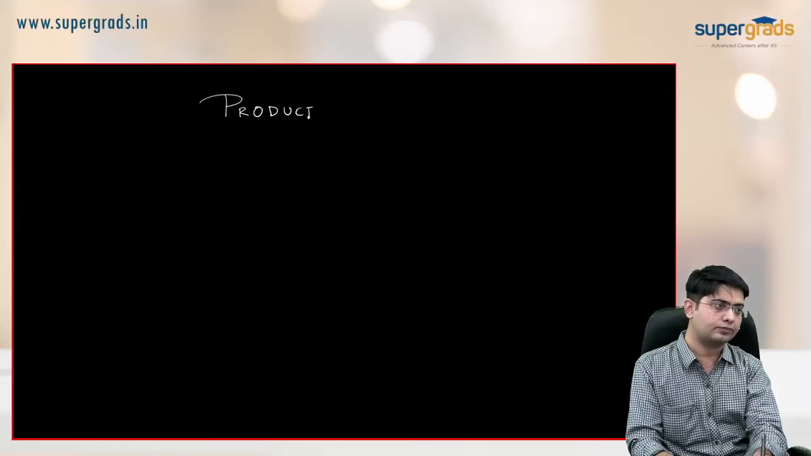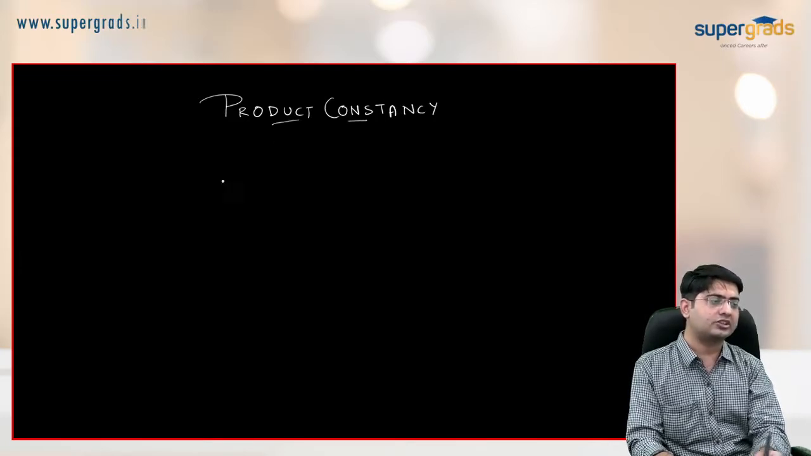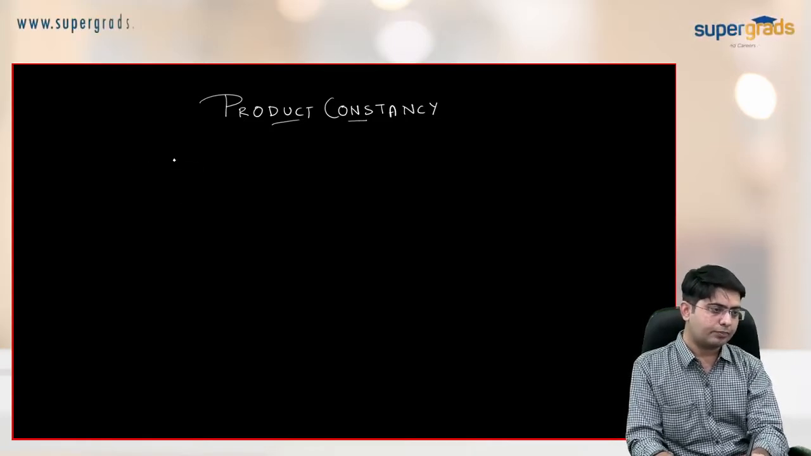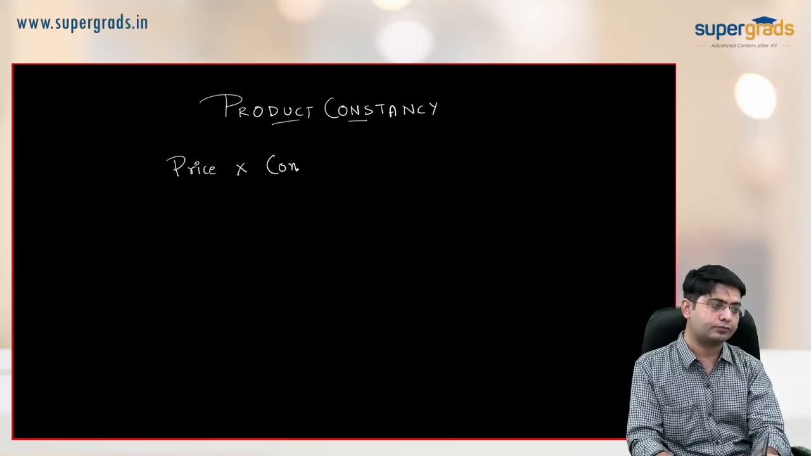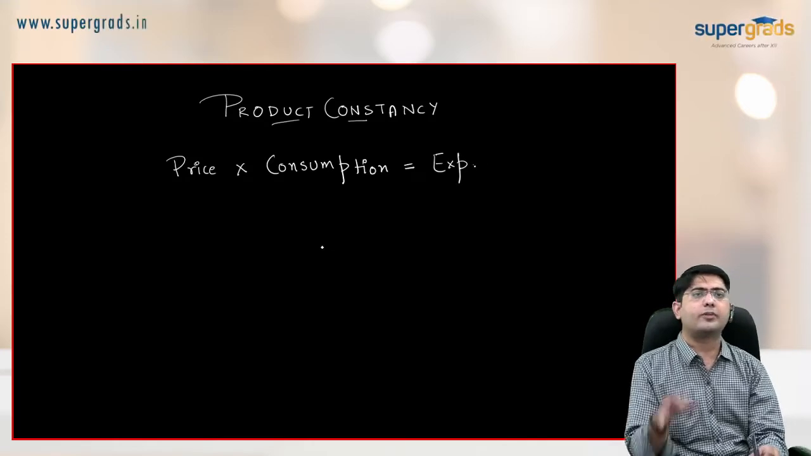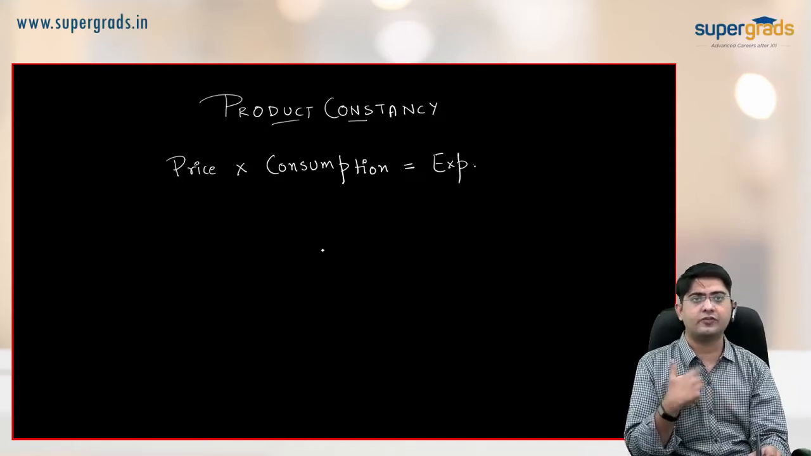The trick is based on the topic of product constancy. What does product constancy mean? Let us take a very important example. We know that price multiplied by consumption will give you expenditure.